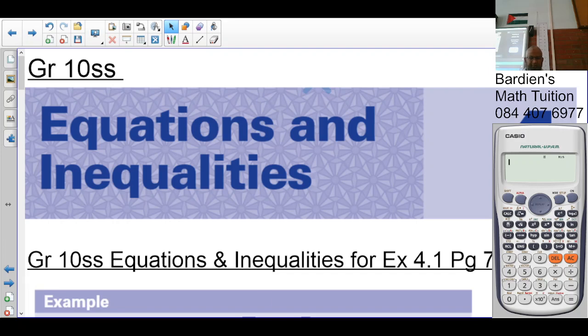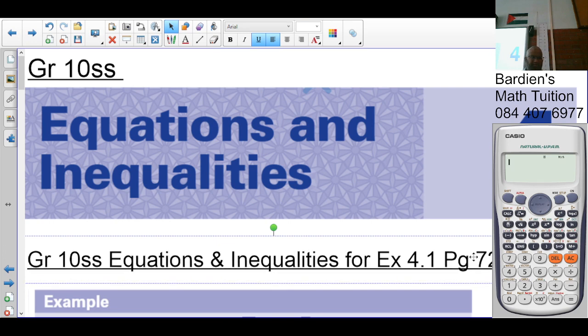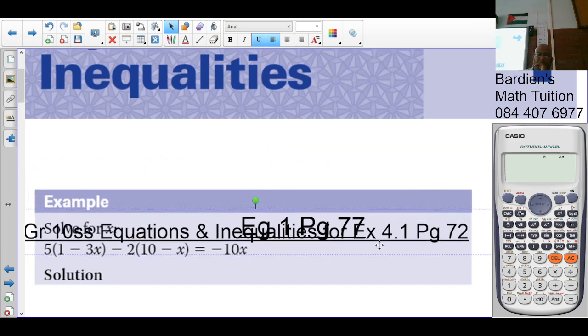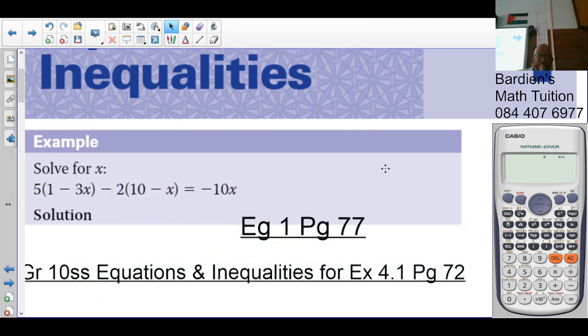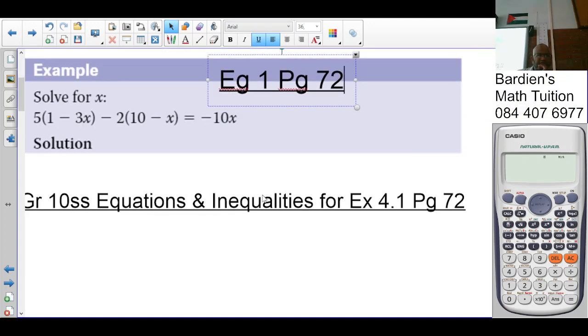Good morning, class. So today we're starting our new topic. Our topic is equations and inequalities. So we're looking at examples for exercise 4.1 on page 72. So this example 1 is on page 71. Also on 72. Okay. So the question says solve for x.